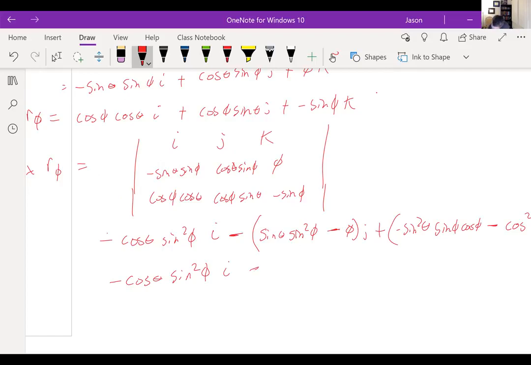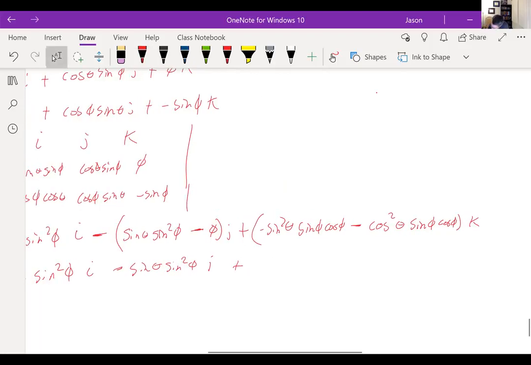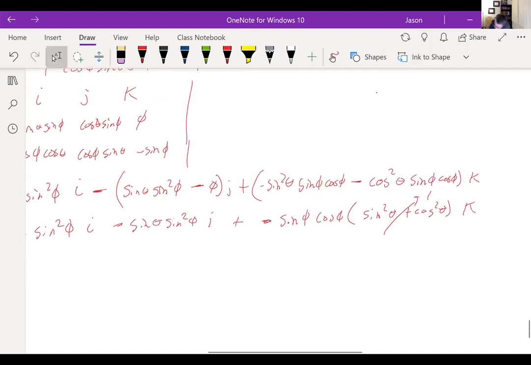This is going to be minus sine theta sine squared phi j. And this is just a minus. I could factor out a negative, and factor out the sine phi cosine phi, and that leaves me with sine squared theta plus cosine squared theta, which goes to 1.